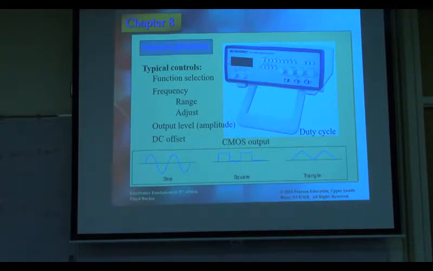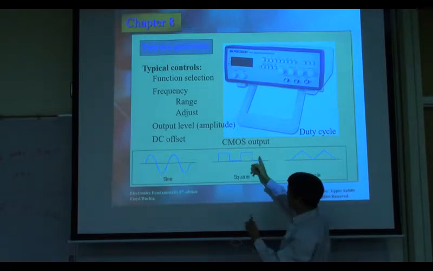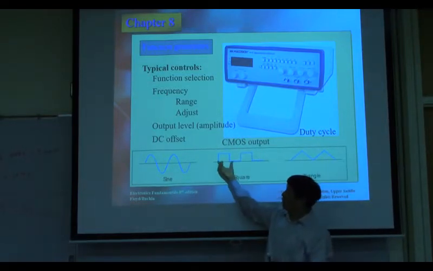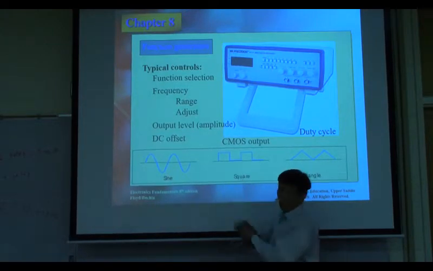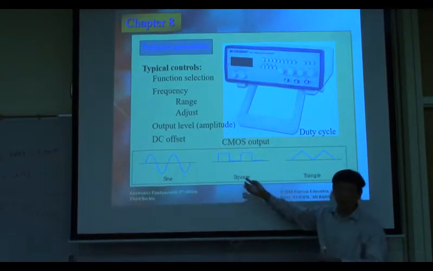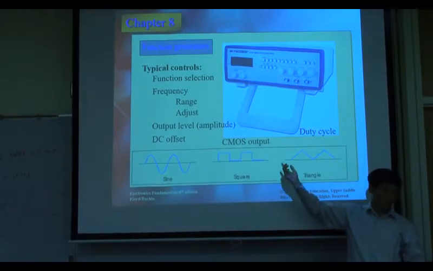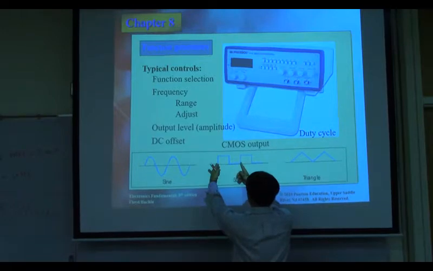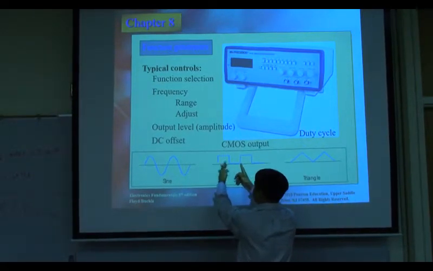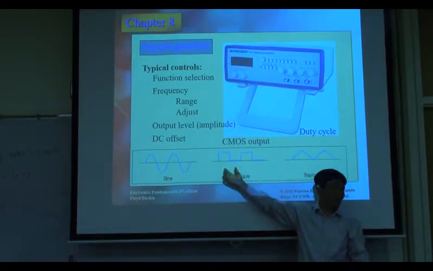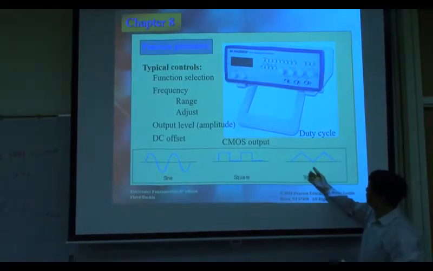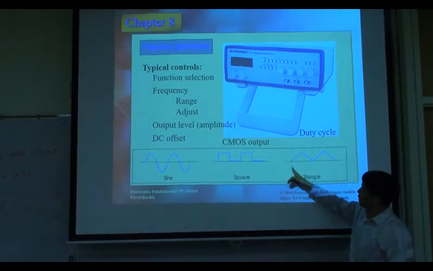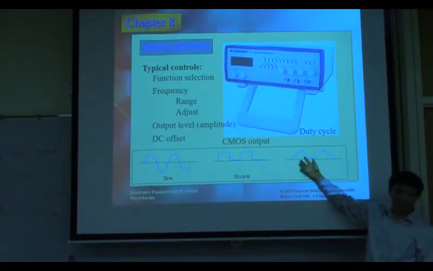Duty cycle is defined by the percentage of time that we have signal compared with the total period. Usually duty cycle applies to square waves or triangle waves. In this case, this is one cycle, and this part has a signal and this part is 0, so the duty cycle is 50%. And this one is 100%, because the whole cycle has a signal.